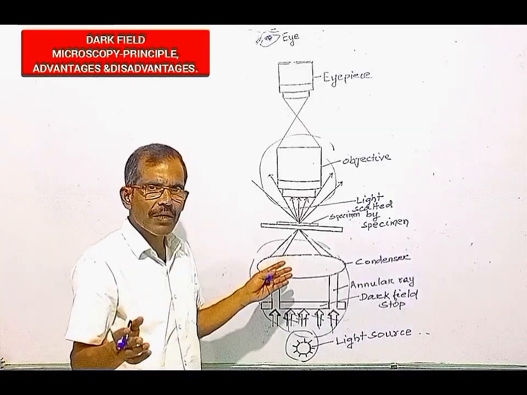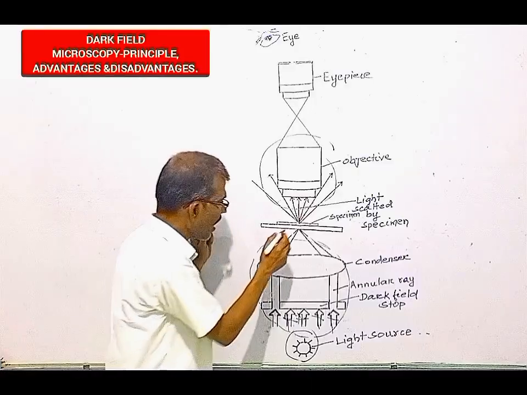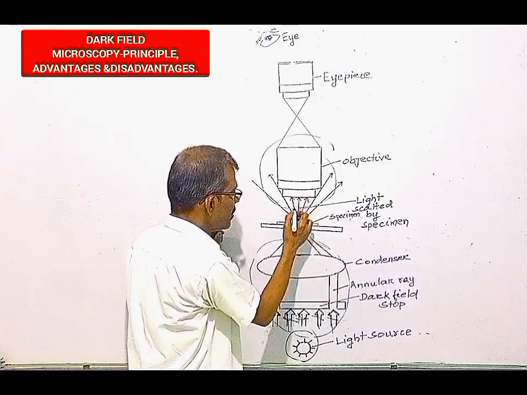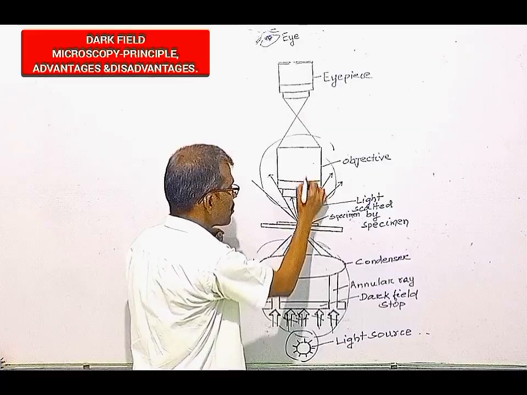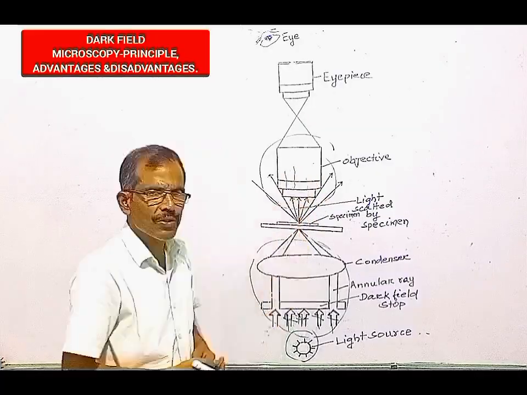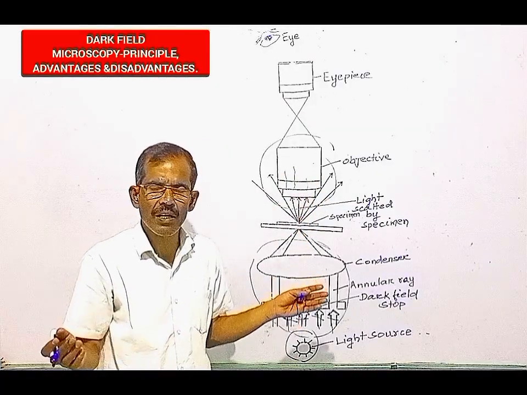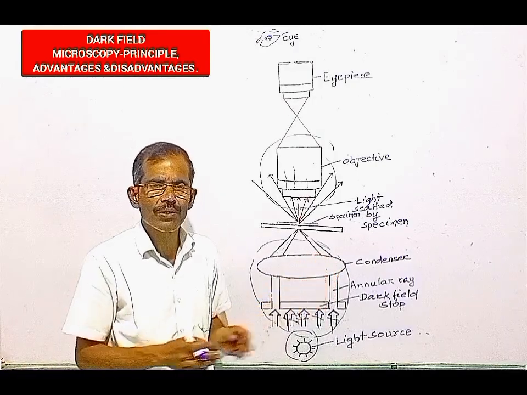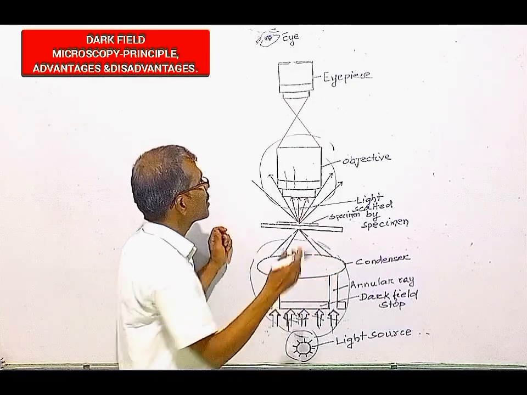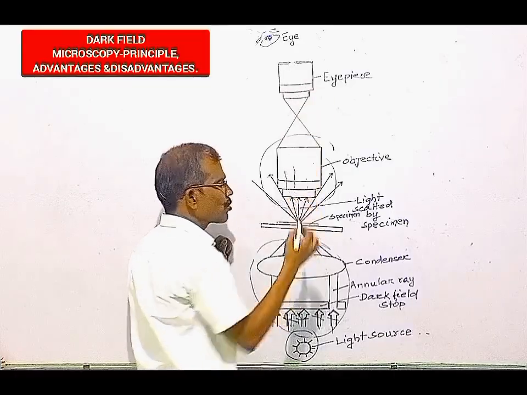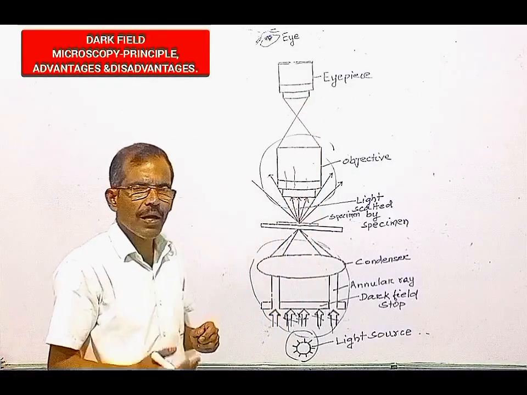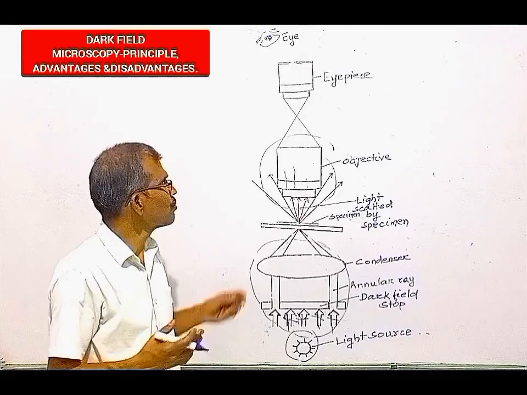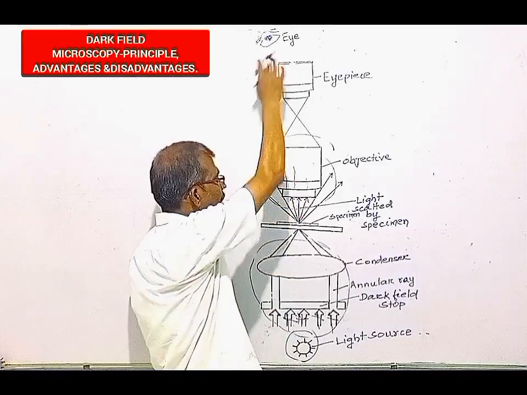In dark field microscopy, only the light which is scattered by the specimen is allowed to enter the objective lens, which forms the real, magnified and inverted image, which is then further magnified by the eyepiece to form the final upright and virtual image, which is visible to our eye.